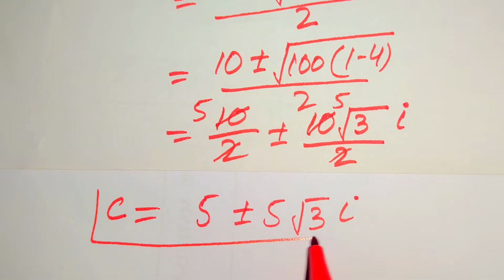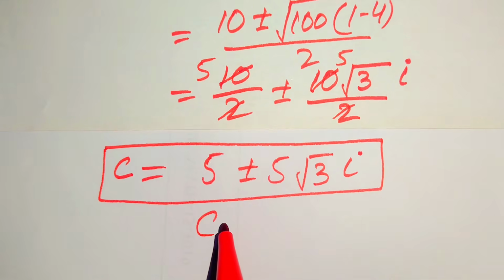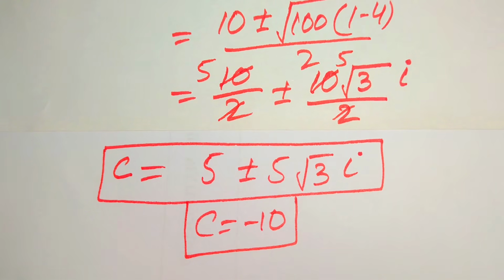These are the other two complex roots of the given equation which we get from equation number 2, and c equals minus 10 is the real root of the given equation from equation number 2.